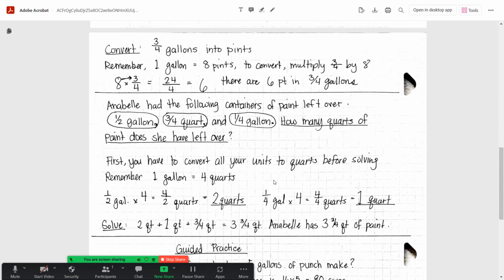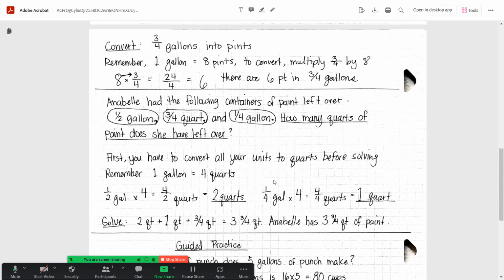My next example is asking me to convert 3/4 of a gallon into pints. So if 1 gallon is 8 pints, to convert that, I need to multiply 3/4 times 8. So 8 groups of 3/4, which is the same thing as 24/4. Again, changing that into a whole number or a mixed number, 4 goes into 24 6 times evenly. So there are 6 pints in 3/4 of a gallon.